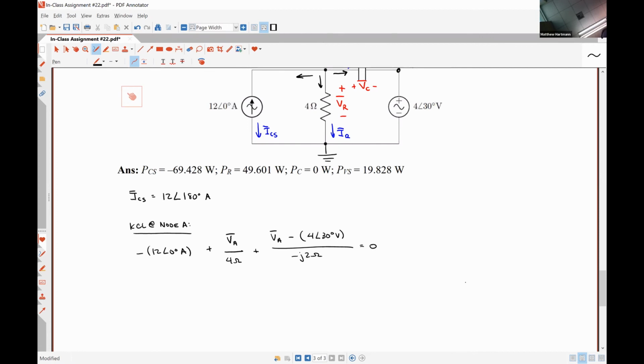it'll move easier. So when we move our constants to the right-hand side of the equal sign, we're left with VA divided by 4 ohms plus VA divided by minus j2 ohms is equal to positive 12 angle 0 degrees amps plus 4 angle 30 degrees volts divided by minus j2 ohms. Right? That's just simple algebra.